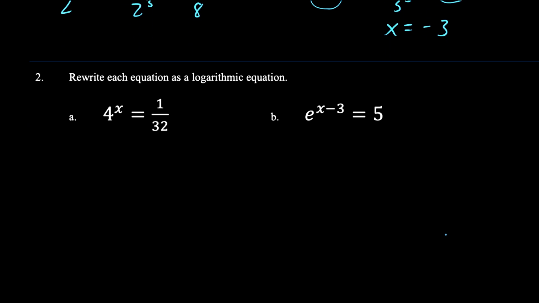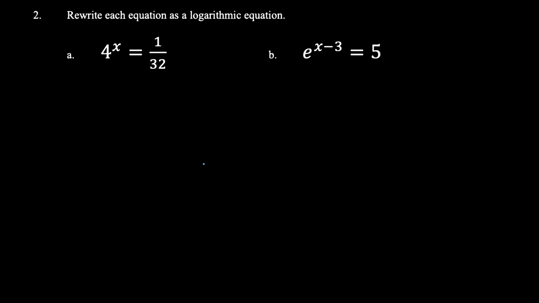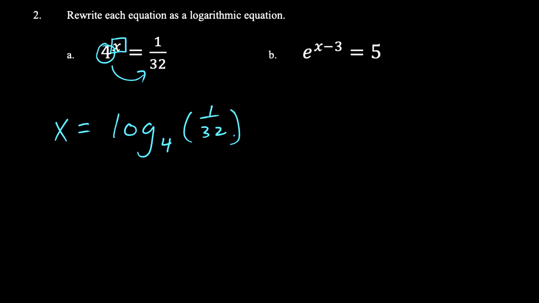Next type of problem is going the other way, when we see something in exponential form, can we write it as a logarithm? The way I like to start is I take a look at whatever is in the exponent, and we're going to start with that. x is going to equal that, and that is a logarithm. Then we see whatever the base was attached to that, base 4, and our argument is going to be whatever the answer was, 1 over 32.